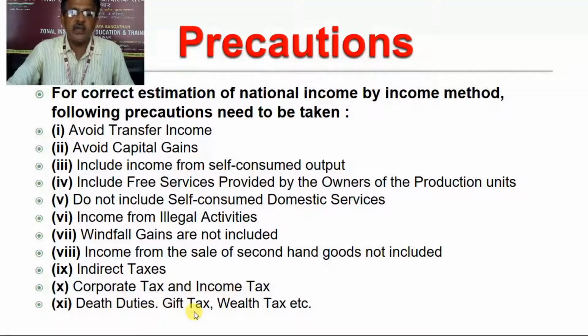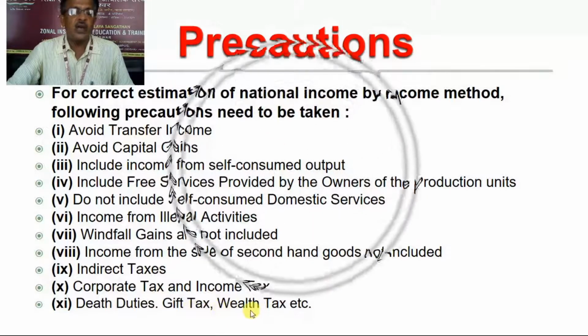Death duties, gift tax and wealth tax are not to be included in the national income accounting because they are not paid from the current income, rather they are paid from the past savings or the wealth.